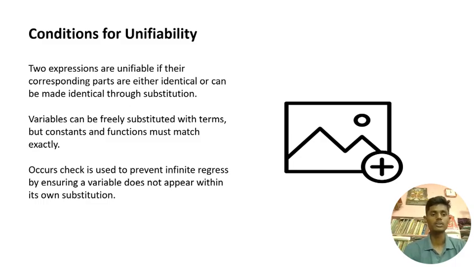Two expressions are unifiable if their corresponding terms are either identical or can be made identical through substitutions. Variables can be freely substituted with terms, but constants and functions must match exactly. Occurs check is used to prevent infinite regress by ensuring a variable does not appear within its own substitution.